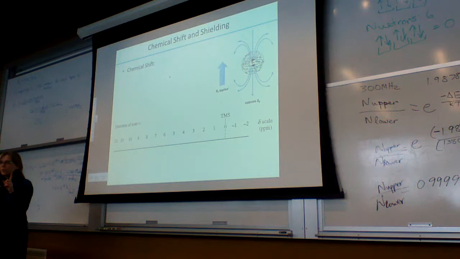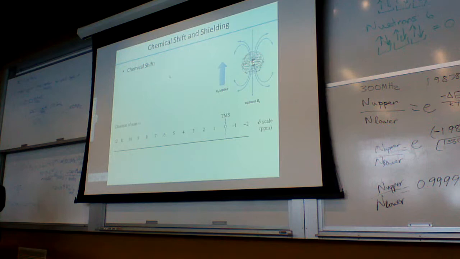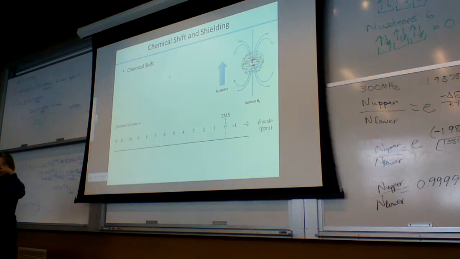And when it applies that, it's going to decrease the effective magnetic field. So that proton in the middle is going to feel a little bit less of a magnetic field because it has a little bit of that opposing magnetic field from the electrons, and this is what we call shielding. So the electrons are shielding that nucleus from the applied magnetic field from the spectrometer. The amount of electrons you have will tell you the relative amounts of shielding or deshielding that you have. And that will depend on the functional groups and different things that we'll talk about on Wednesday.